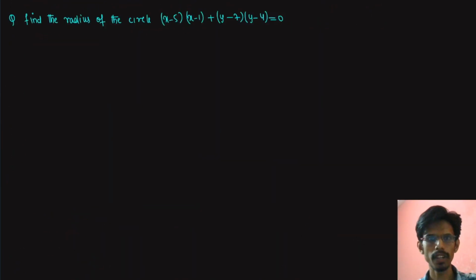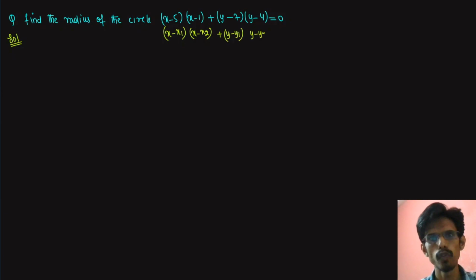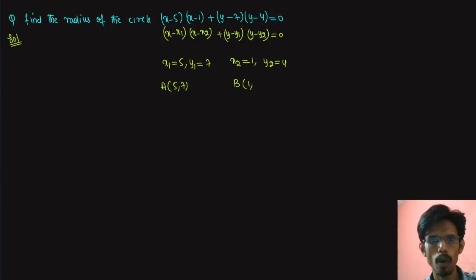Find the radius of this circle. Now this is in the form of x minus x1 into x minus x2 plus y minus y1 into y minus y2 form. So here x1 will be 5, y1 will be 7, so the point A will be 5, 7. Similarly x2 is 1, y2 is 4, so the point will be 1, 4.